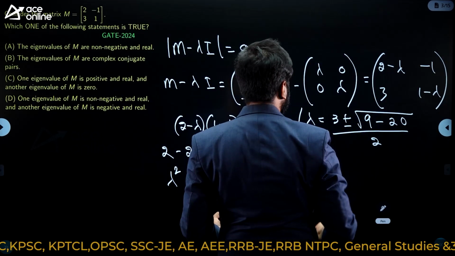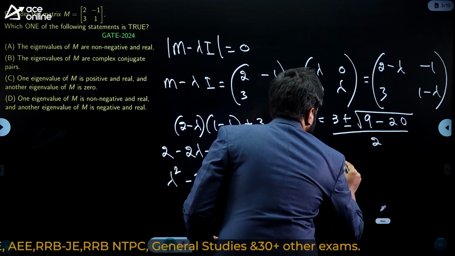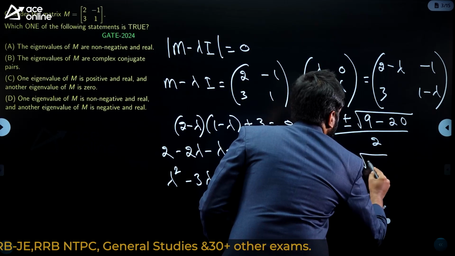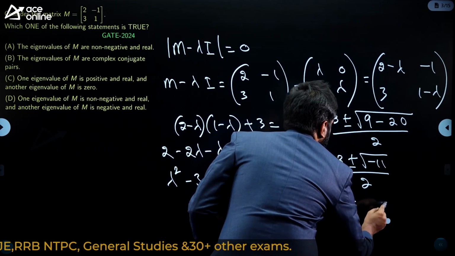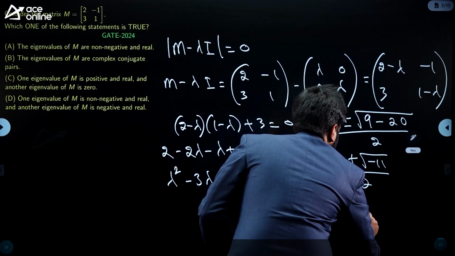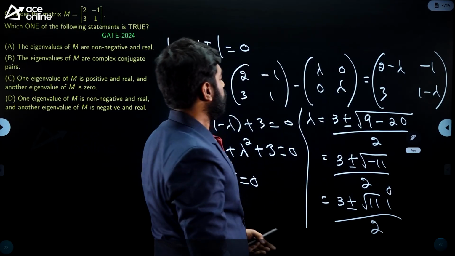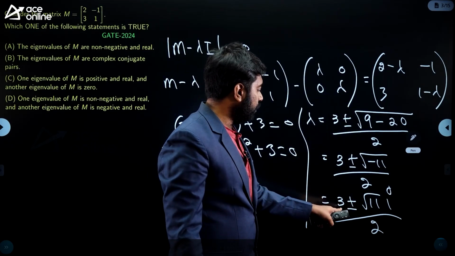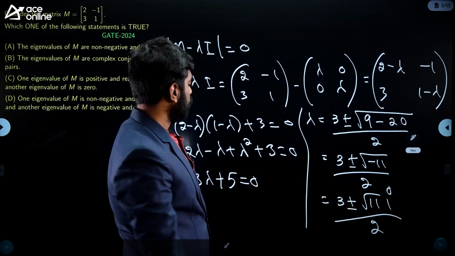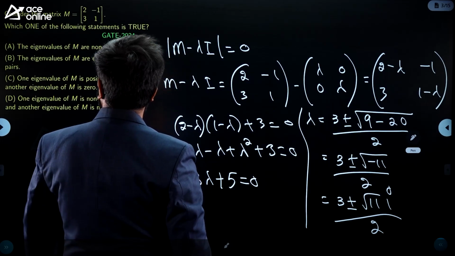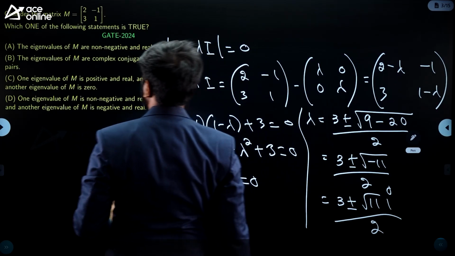So this is minus root 11, so we have 3 plus or minus root of minus 11 by 2. This can also be written as 3 plus or minus root 11 into i, whole divided by 2. After examining this, clearly the eigenvalues are complex as well as conjugate pairs. Do we have any option that says so? The eigenvalues of M are complex conjugate pairs. Yes, can you see this? They are complex conjugate pairs.